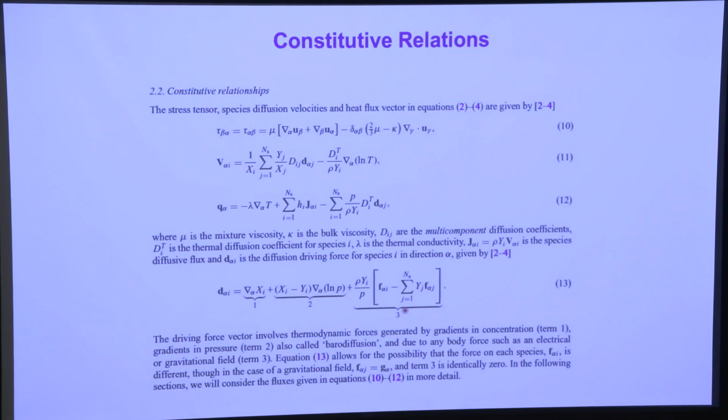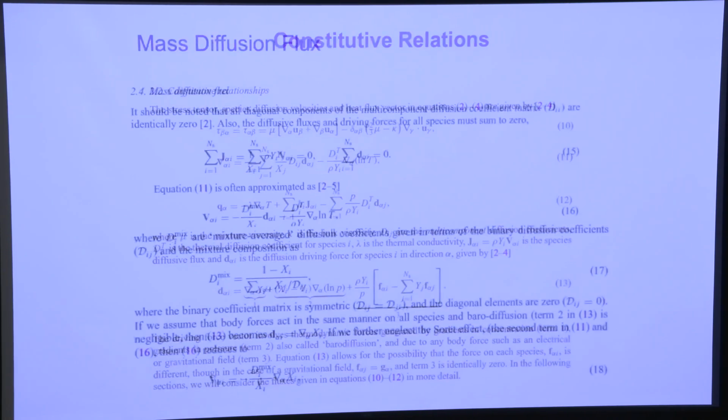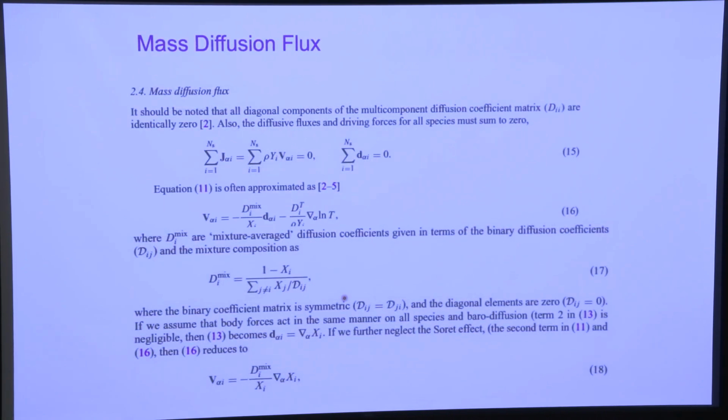Typically, we neglect term 3, and a lot of times we also neglect barodiffusion. And so in the following, we'll look at the fluxes that appear in these constitutive relations in a little bit more detail. So all the diagonal components of the multi-component diffusion coefficient matrix D_ii, we assume to be identically 0, and the diffusive fluxes and driving forces for all species have to sum to 0, as expressed in equation 15.